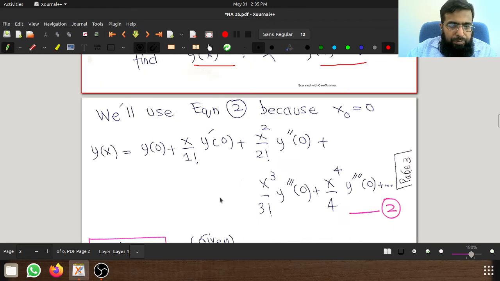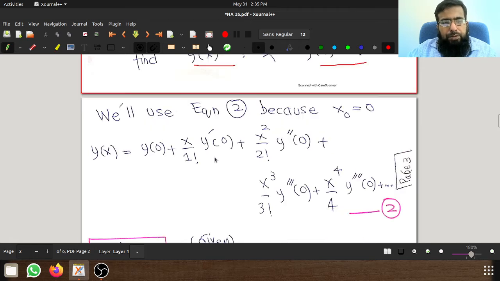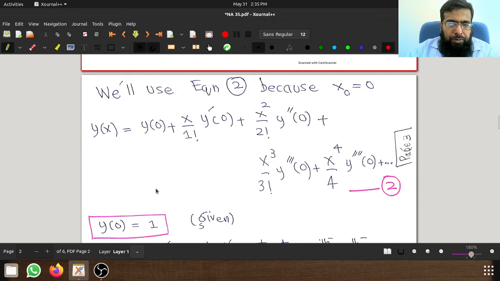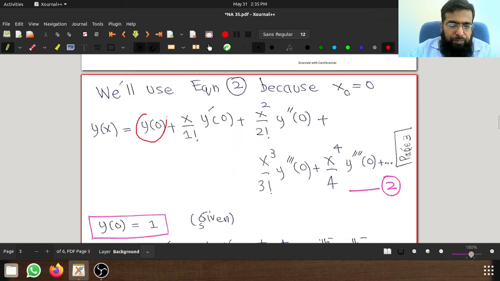That's right. So y of x would be y of 0 plus x over 1 factorial y prime of 0, and then we keep on going. Given this initial condition, we know the first thing: y of 0 is equal to 1. Then the second term, y prime of 0.